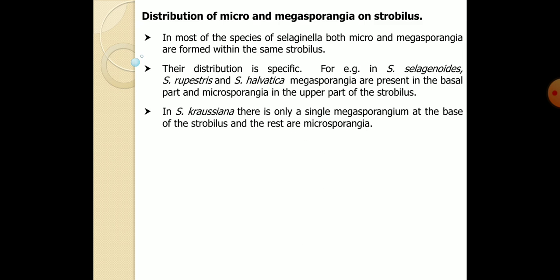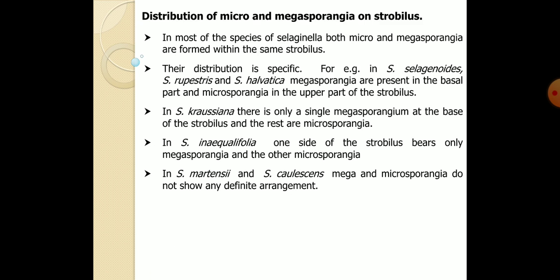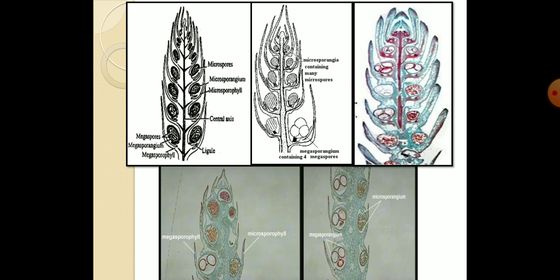In some species of Selaginella, both the micro- and megasporophylls will be formed in the same strobilus, but in some species it may vary. In Selaginella kraussiana, there is only a single megasporangium. In Selaginella, one side of the strobilus bears only the megaspores, so the structure varies. Sometimes they may be monosporangiate, where the two kinds of sporangia are borne in separate strobili.